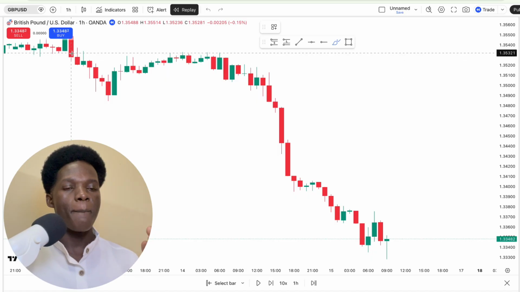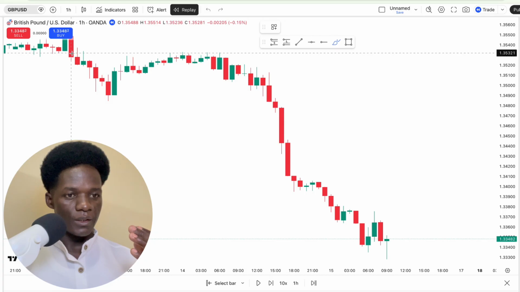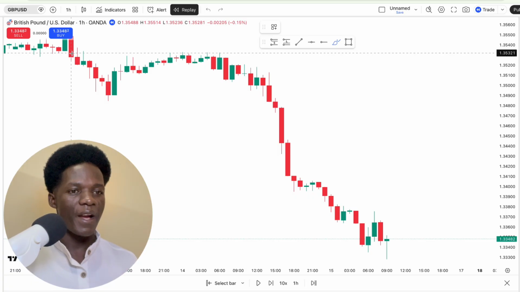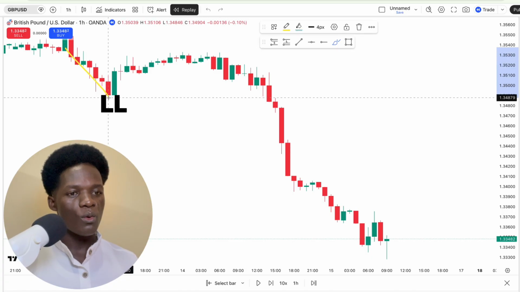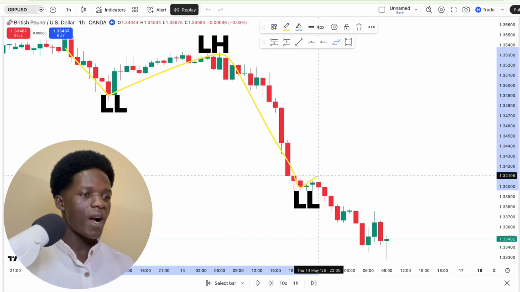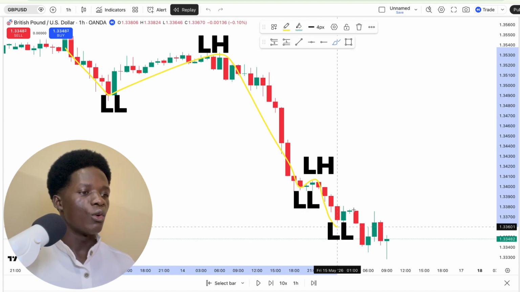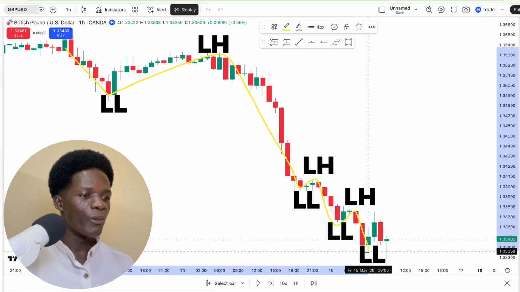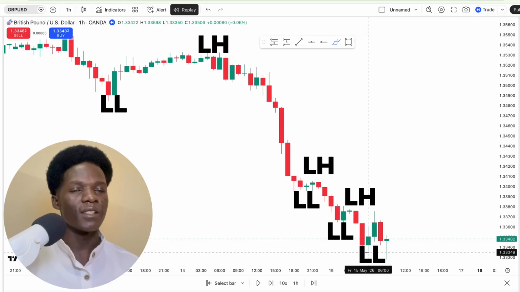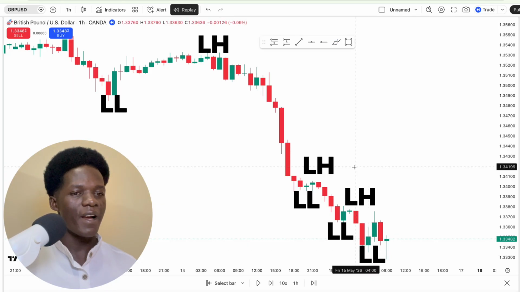Here we have a bearish downtrend. On a bearish downtrend, the price will be going down, creating lower lows and lower highs. Let me show you here. This is lower low, lower high, lower low, lower high, and lower low, lower high, lower low. The price is continuing going down, creating lower lows and lower highs.